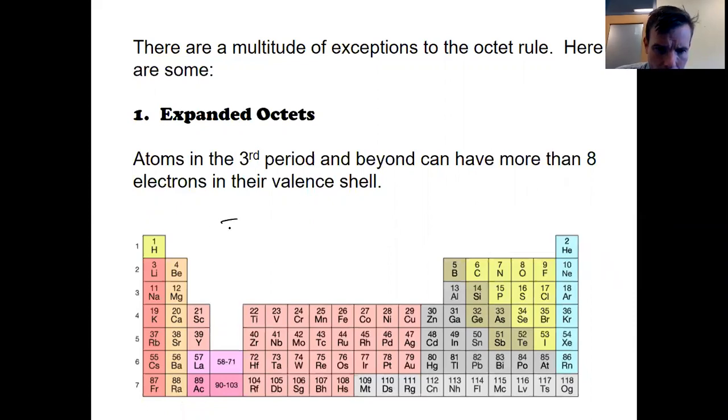SF6. Sulfur is here. So it has 1, 2, 3, 4, 5, 6. Fluorine is here. 1, 2, 3, 4, 5, 6, 7. 6 times 7, 42 plus 6. It has 48 valence electrons. I've got to distribute 48 valence electrons around this molecule.